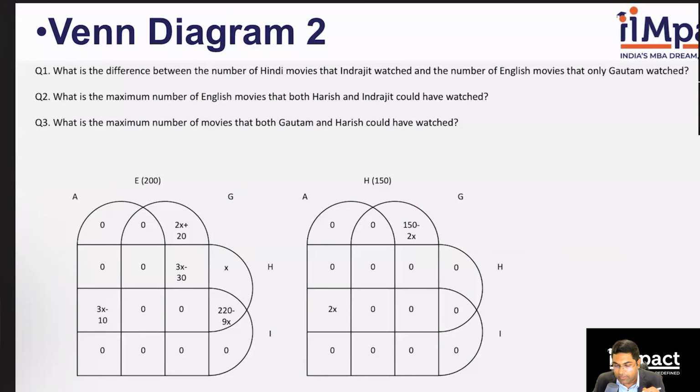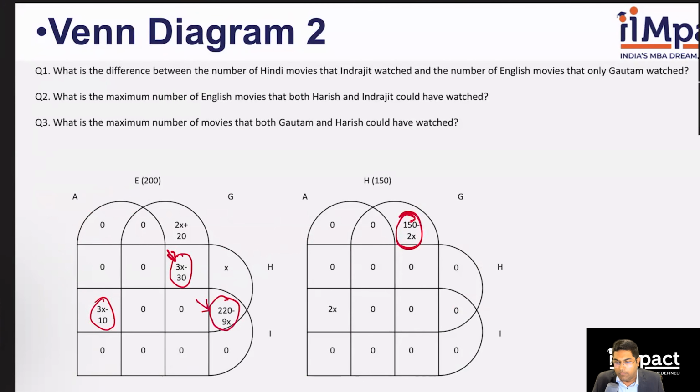Can we get a range for x? Yes. Since I know something is getting subtracted from x, one of these will give me the minimum value of x, and that will turn out to be 10 from this one. And since in these two, x terms are getting subtracted, I will get the maximum value for x, which will turn out to be 24 from this one.